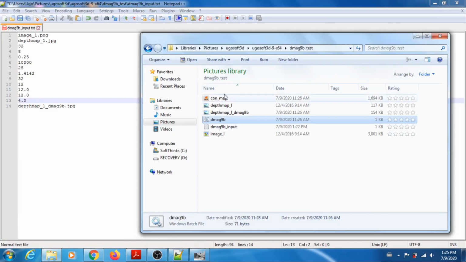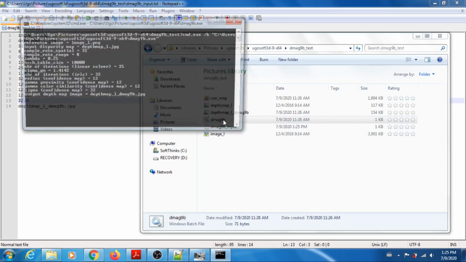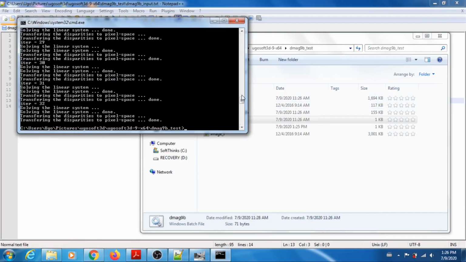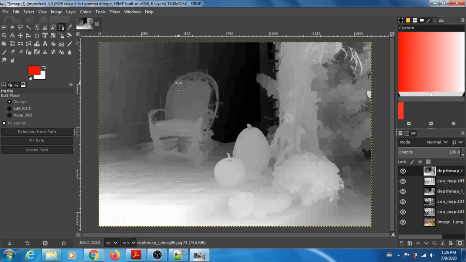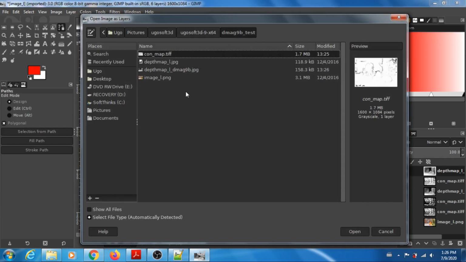And let's do something crazy here. Let's go even higher. Instead of 4 for the sigma, let's say 32. Let's see what happens. So let's run that one. Okay, so it's done. Let's go into GIMP and load the next one. So let's load the confidence map first.